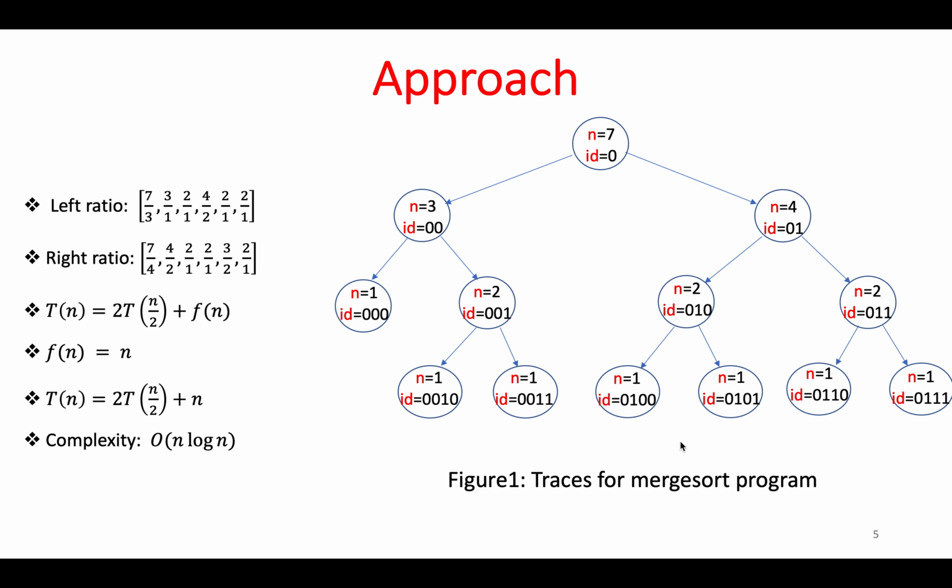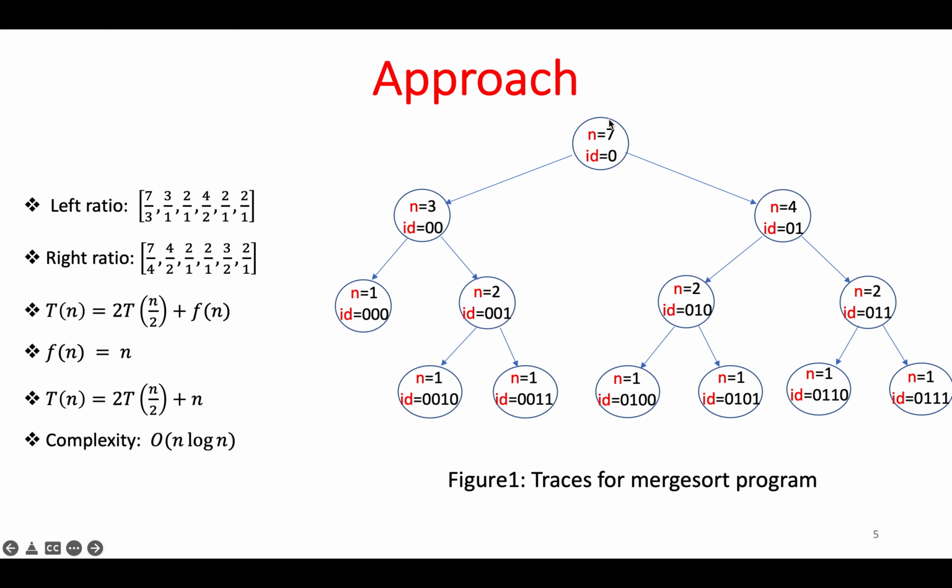Let's look at an example of how Dynaplex infers these recurrences. On the right, we have a merge sort program, and traces collected by running it on a list of size 7. At each node, we have two values, n and id. n represents the size of input at that recursive call, each node corresponding to a recursive call. And id represents the unique id of the recursive call in order to be able to produce the tree.